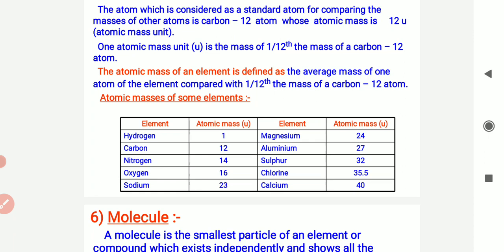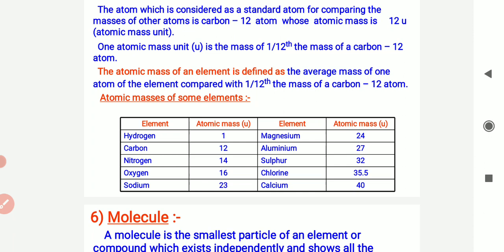So here the atomic mass unit of magnesium is 24 and aluminum is 27. And the next element is sulfur, whose atomic mass unit is 32. And our next element is chlorine, whose atomic mass unit is 35.5. And our next one is calcium, whose atomic mass unit is 40.